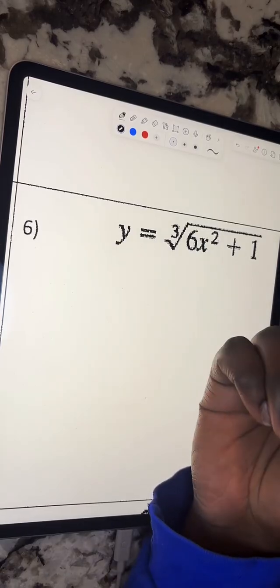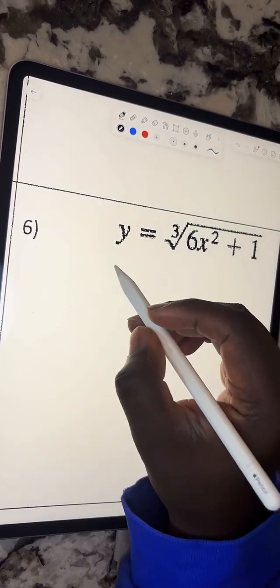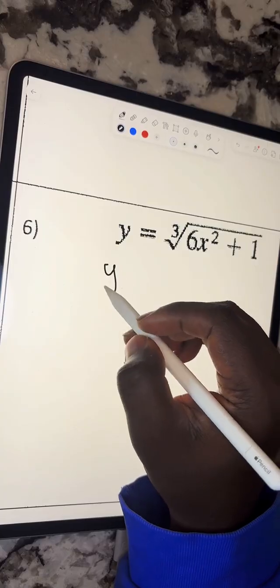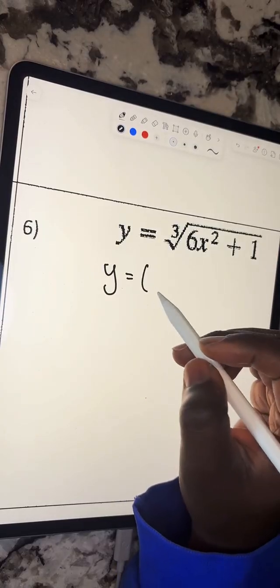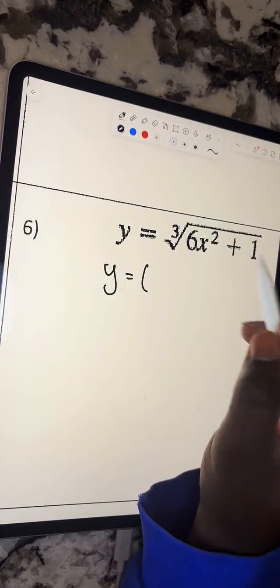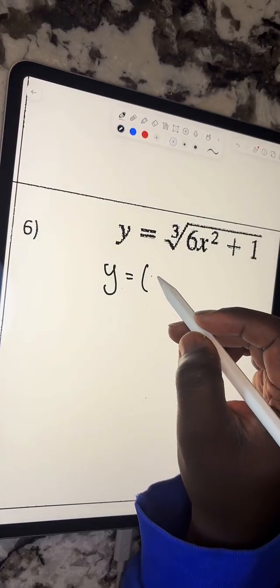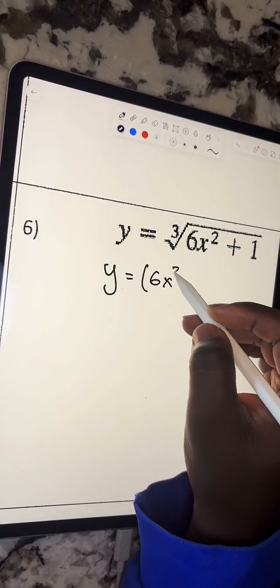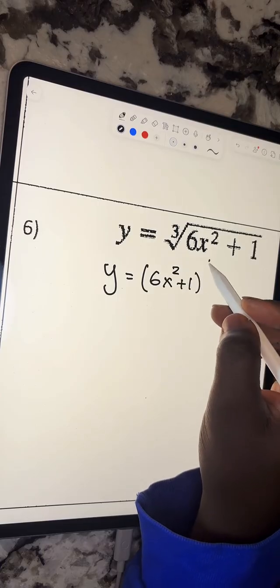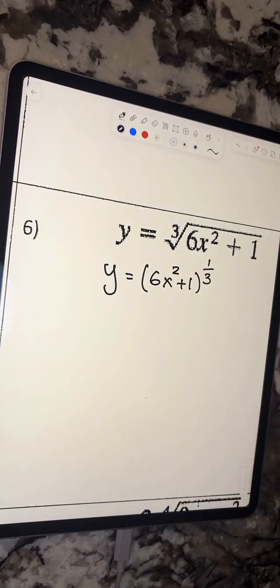Okay, all right, so we're going to rewrite it. I think I know what Gio means. It means, let's write it as a power. Just clarify in the chat for me. So that'll be 6x squared plus 1 to the power of 1/3. Are we all on the same page, guys?